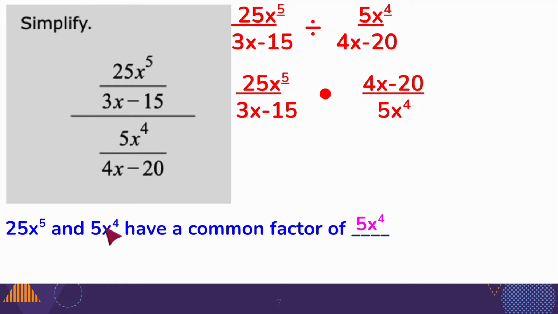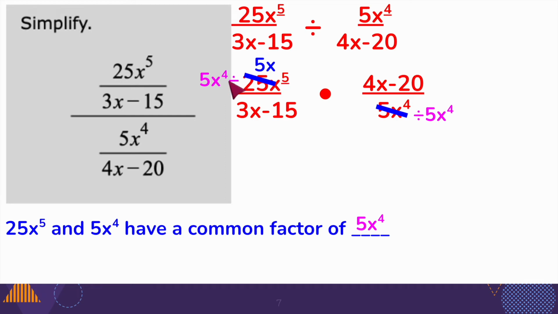Remember, when you're looking at variables, you're going to take the most that one can offer. I know this one has a 5 here, but I can't take 5 from 4. I can only take at most 4 from this one. So I can divide by 5x to the 4th for both these pieces. So 5x to the 4th divided by itself cancels out. Those are gone. And then 25 divided by 5 is left with 5. And then x to the 5th power divided by x to the 4th power.